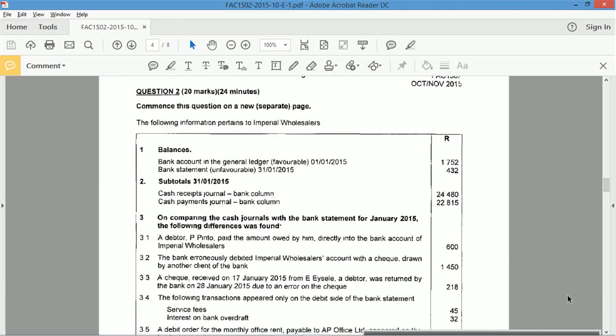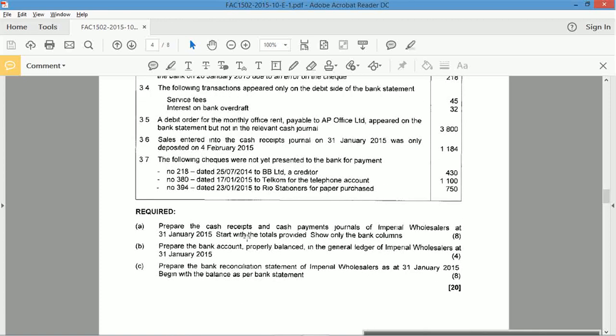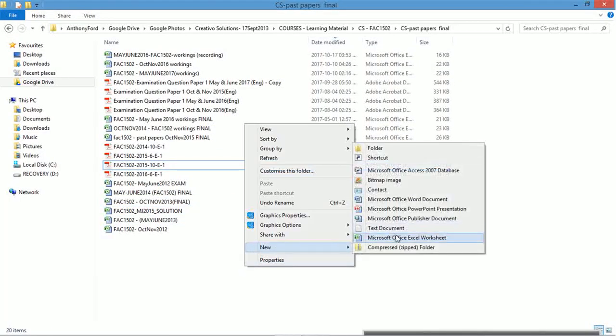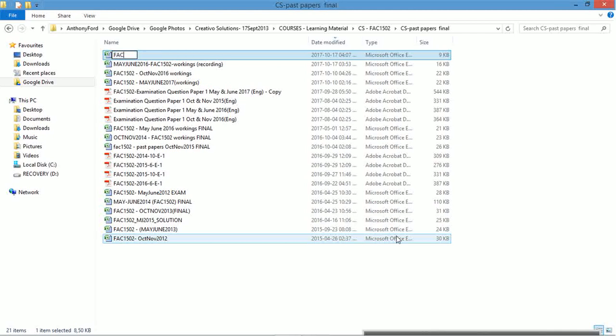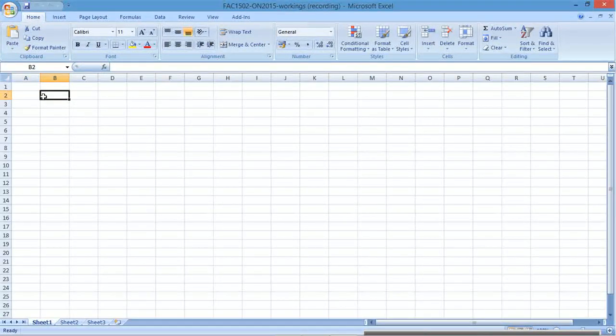So I go to my bank recon question. There it is, question 2. What do they want? Well, they want everything. They want the receipts, they want the payments, they want the T account, and they want the reconciliation statement. I didn't open a file for this, let's quickly create one. FAC1502 October, November 2015. So question 2 is the bank recon.